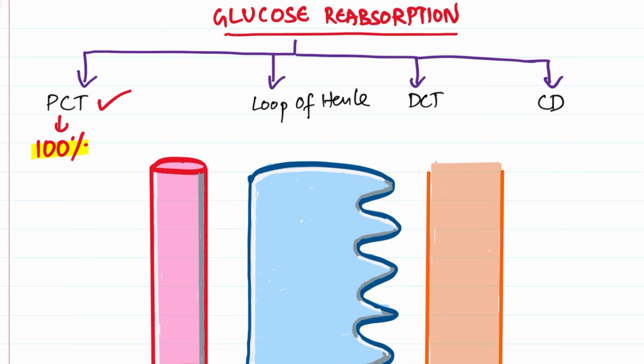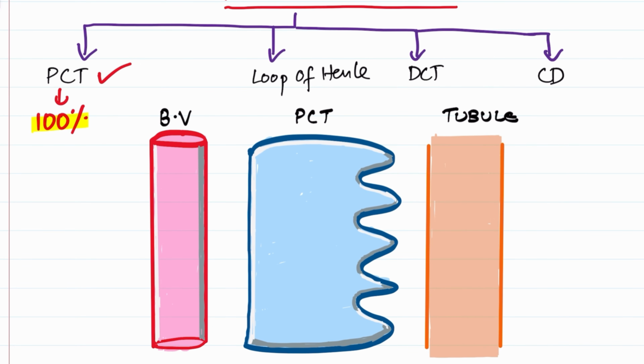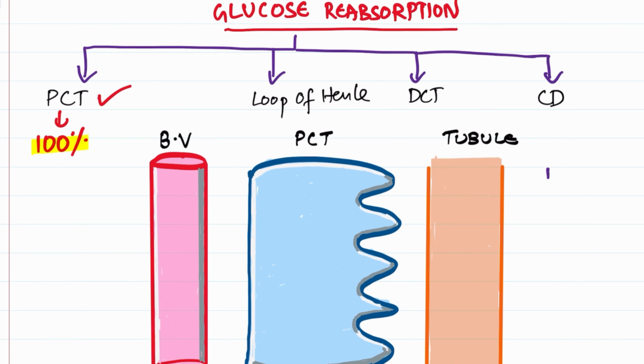Now, what is the mechanism through which the glucose is reabsorbed? For that, here we have our blood vessel, and this is our cells of PCT, and this is our tubular lumen, or the space of the tubules. Now, how is glucose absorbed? Glucose is absorbed by an active mechanism. We know that absorption could be via two mechanisms. That is, either an active transport mechanism, or a passive transport mechanism, right?